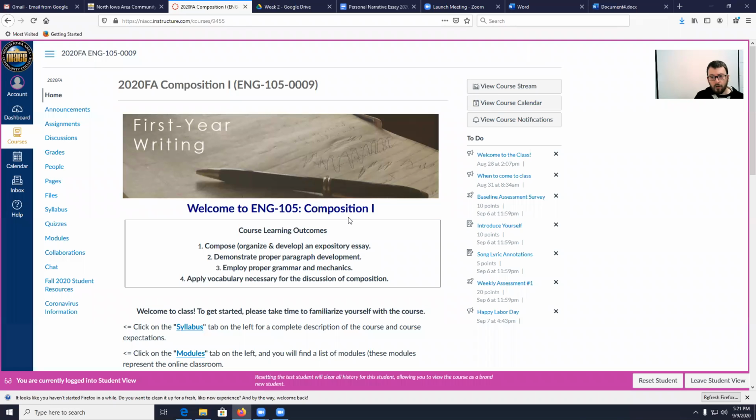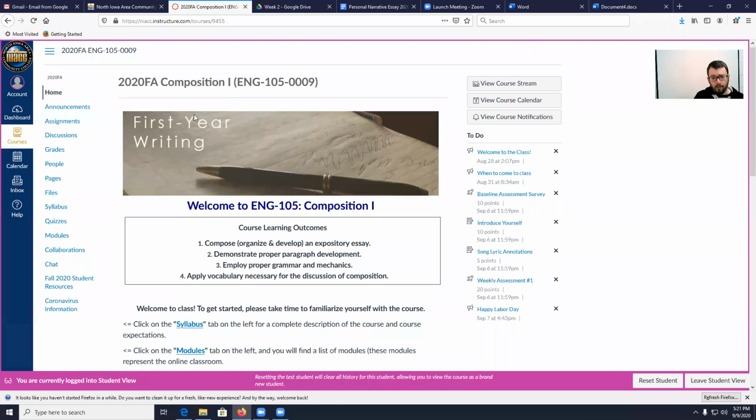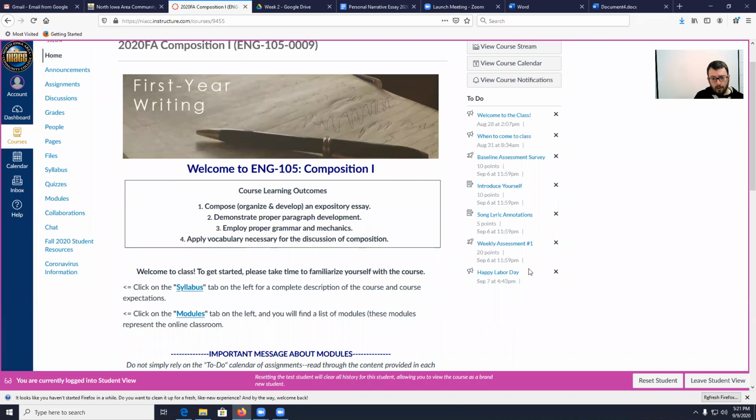Hi, today I'm going to go through an assignment, a reflection journal assignment located in the second week of the course. Start out with the first page here. You may see this to-do list, and you can follow assignments that pop up on here.